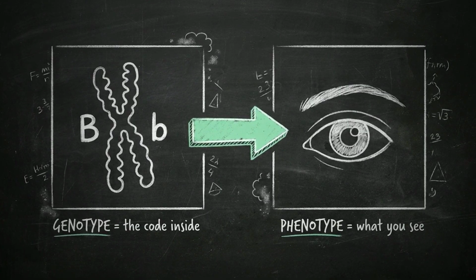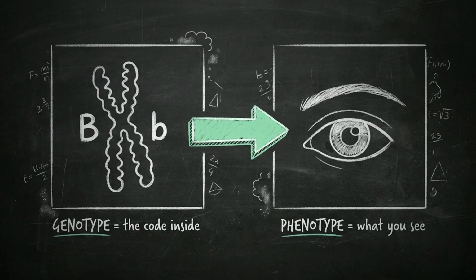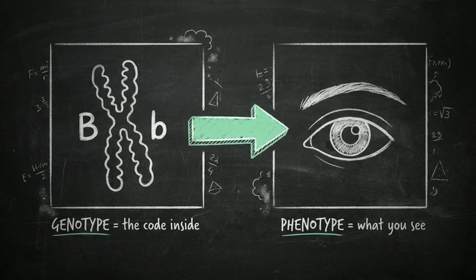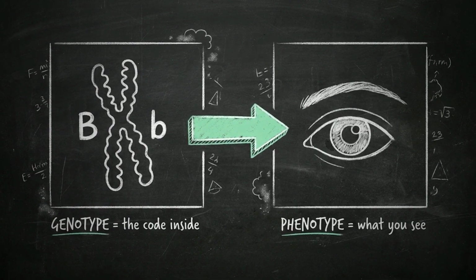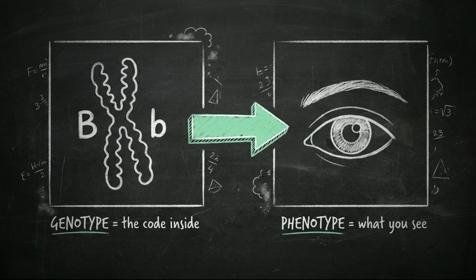Your phenotype is what actually appears on the outside. Brown eyes, blue eyes, tall or short. Genotype is the hidden code. Phenotype is the visible result. They are not the same thing.